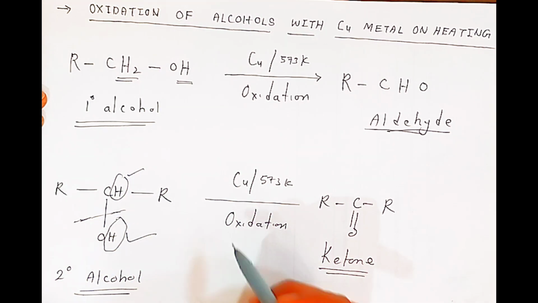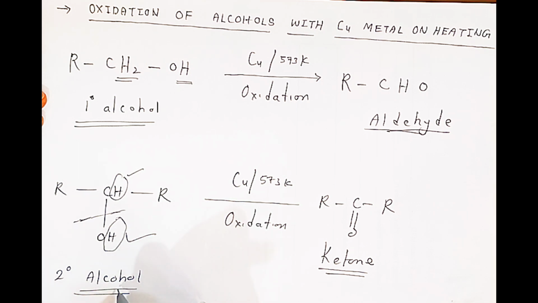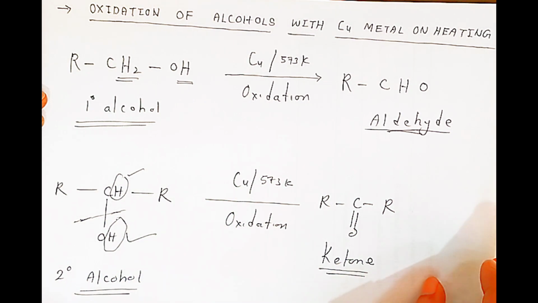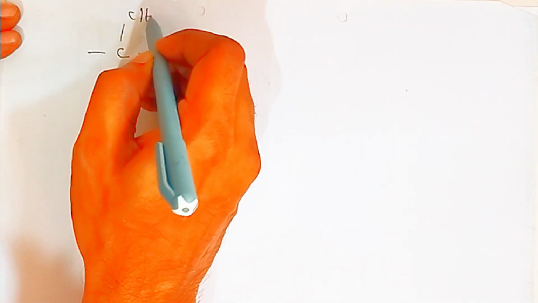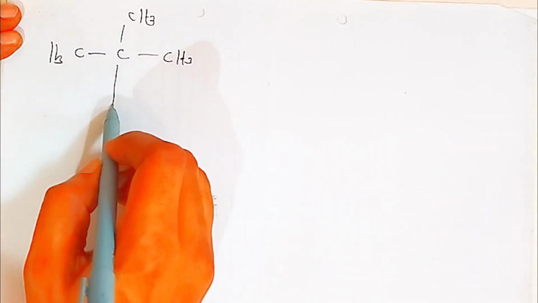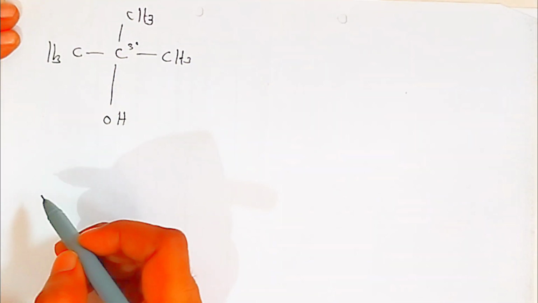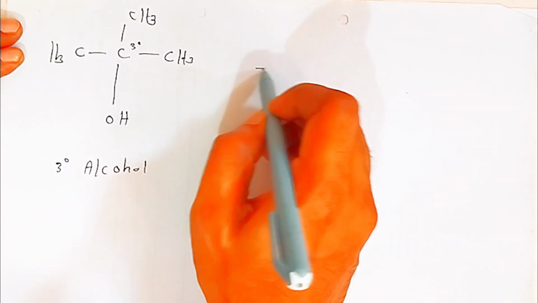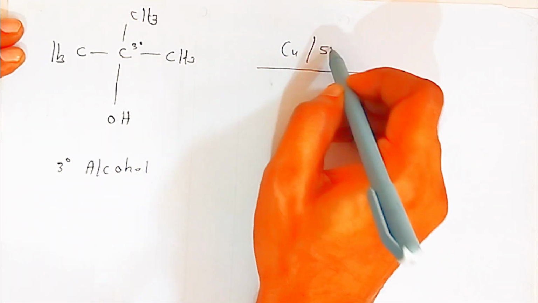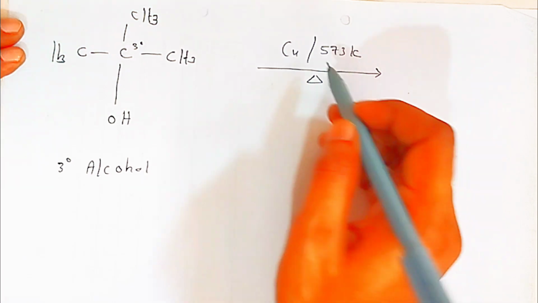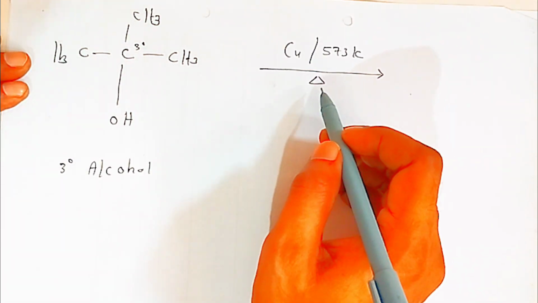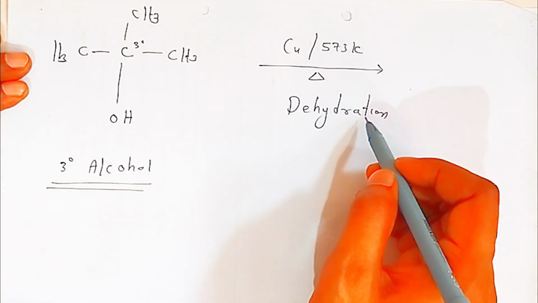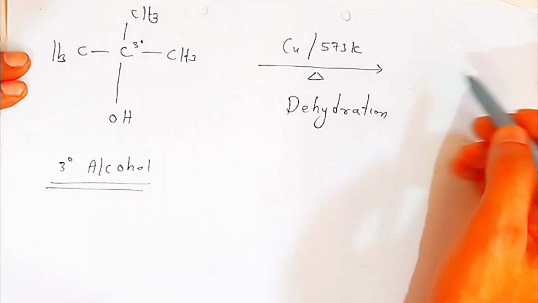Removal of hydrogen is called oxidation, students. So this way second degree alcohol is converted into ketone. Okay, students. Now we are going to see the third degree alcohol. Third degree alcohol, students, has a carbon which is surrounded by CH3, CH3, CH3, and this is the third degree carbon to which OH is attached. That is your third degree alcohol. What happens, students, when you add copper and just heat it at 573 Kelvin? Heating is required. So dehydration will take place here. Third degree alcohol will be dehydrated and it will form alkene.